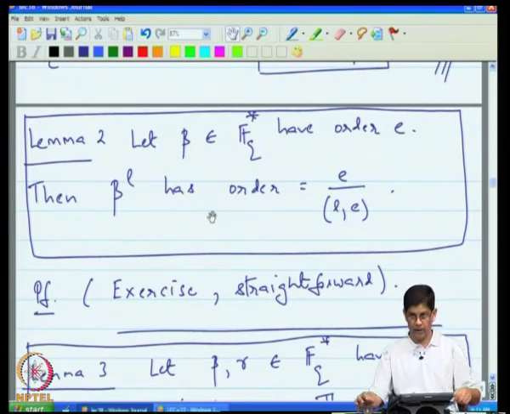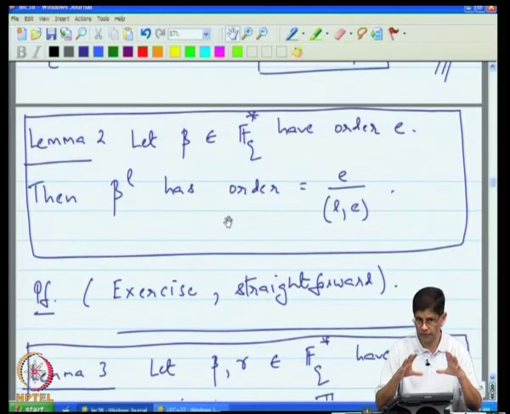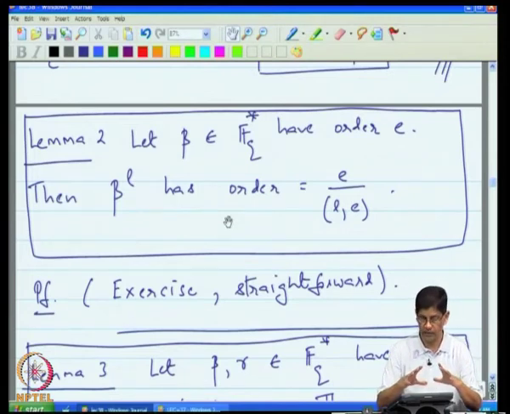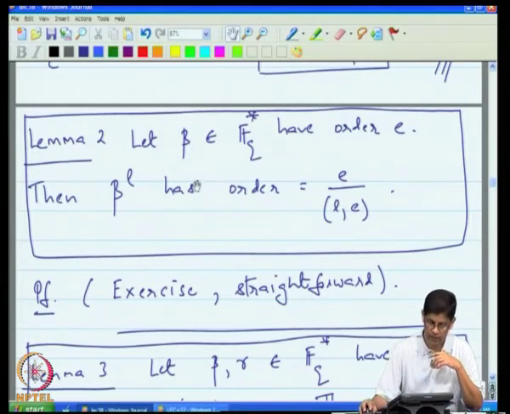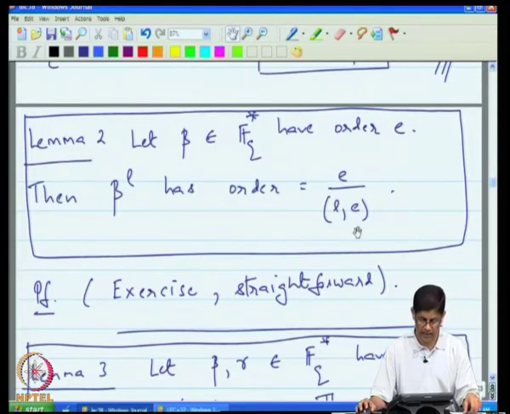Now there are a couple more lemmas which are somewhat technical in nature. Again, I just want to keep you motivated by telling you that if you are patient in this phase, then eventually you will come to a very simple picture of the finite field. So lemma 2 says that if beta has order e and you raise beta to the power L, then beta to the L has order e divided by the greatest common divisor of L and e.